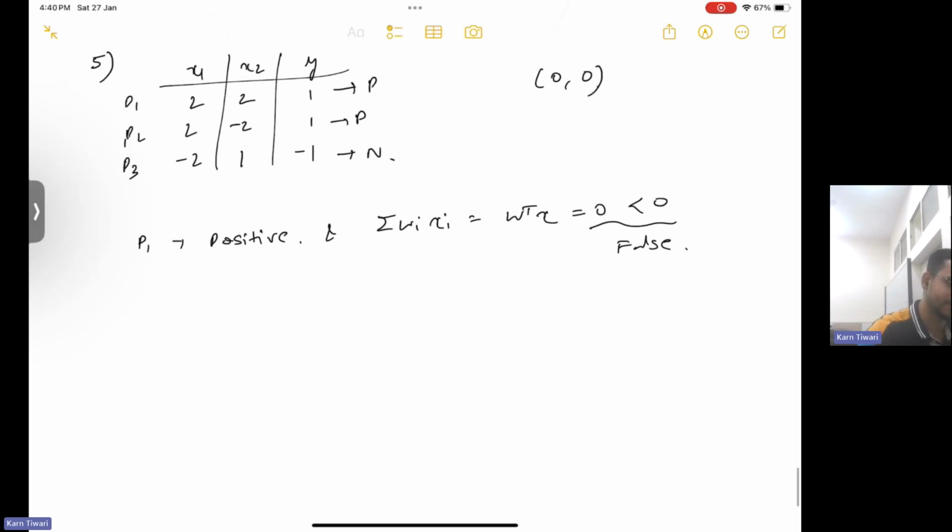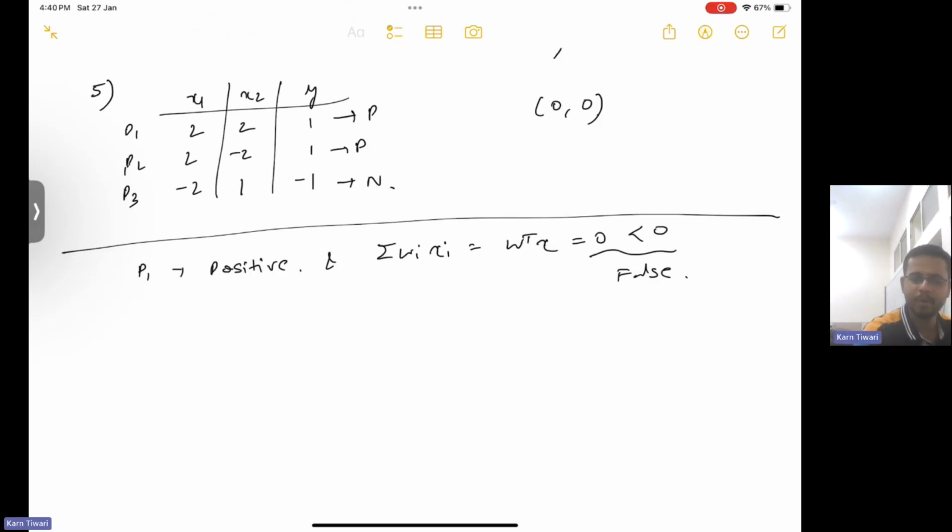Before starting this algorithm, is 0, 0 optimal or not? Let's check it out. In the first case, my summation Wixi is 0. In the second case, Wixi is again 0. In the third case, again it's 0. So it's not an optimal weight. Okay, it is not optimal.